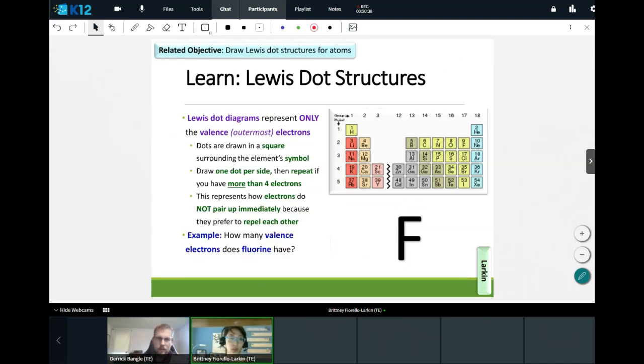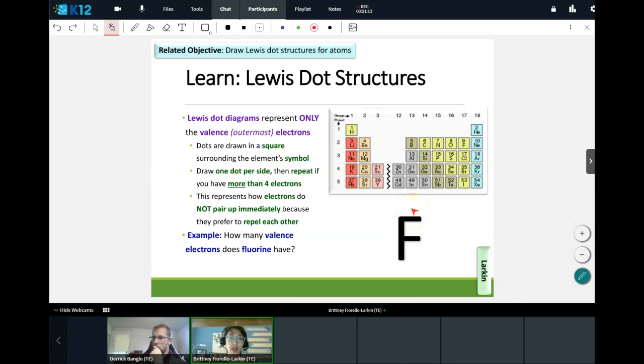Okay, so we have this cool structure called the Lewis dot diagram or Lewis dot structure that actually makes it a lot easier for us to show what atoms look like as well as how atoms bond. With the Lewis dot diagram, you only show the valence or outermost electrons. You'll have the symbol or the abbreviation for the atom in the center, and then you'll show the valence electrons on the outside. Now here's the deal: when you draw the valence electrons, you have to draw one per side, for each of the four sides of our symbol. And then you can start to repeat them.